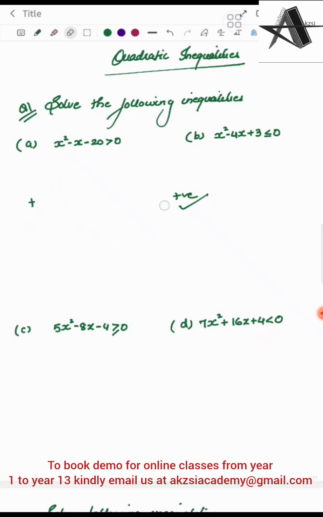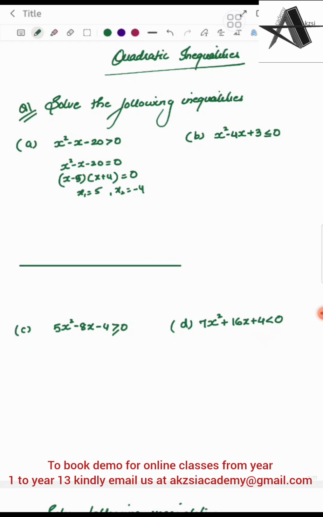So let me start with the question. Our first aim is to find the roots, that is the solution, the values of x1 and x2. For that, I equate x squared minus x minus 20 equals 0. This can be factorized as (x minus 5)(x plus 4), because the product of two numbers should be minus 20 and the sum should be negative 1, and that's minus 5 and 4. From here, I'll get x1 as 5 and x2 as negative 4. So when I plot it, it will be like this. This is negative 4, this is positive 5.